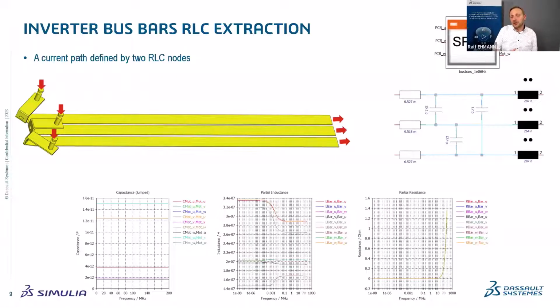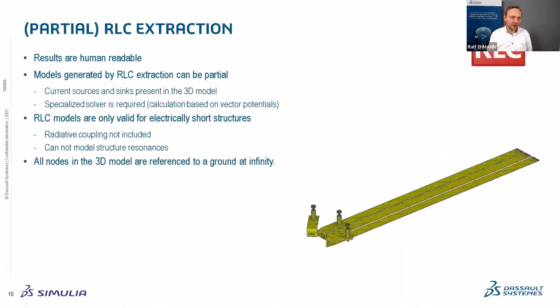And I can take these values, of course, manually, as shown in this picture here. I can read these values and put them on the schematic. But that's, of course, a very manual approach. I can do it automatically by letting the solver export a SPICE model that we see here on top. The SPICE model contains the circuit information about the RLC models of the bus bars. So this approach is, of course, human readable. People understand RLC elements. It's a so-called partial approach because we have current sources and current sinks, so we can calculate the inductance even if the current loop is not closed.